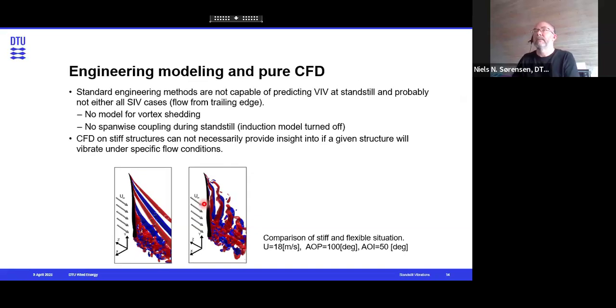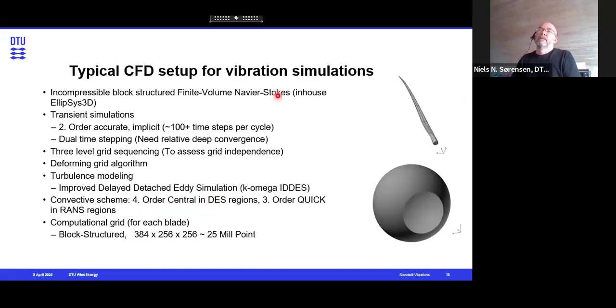The CFD setup we use is more or less a standard setup that we use for most of these simulations. We run, of course, time true, second order accurate in time, a lot of time steps per period, and a deep convergence in the iterative time stepping. We run some grid sequencing to assure that we are decently grid independent. That is often very difficult to achieve. And we, of course, need some kind of deforming grid algorithm to allow the blade to vibrate.